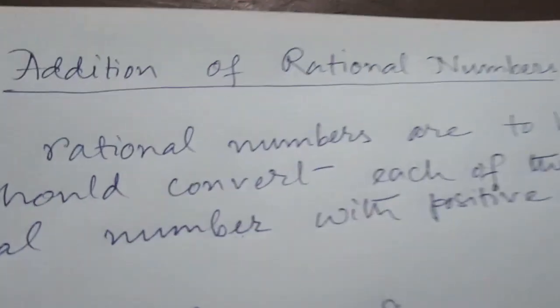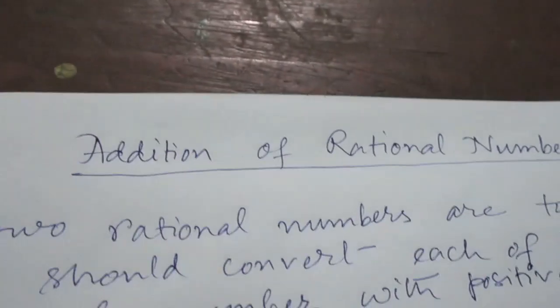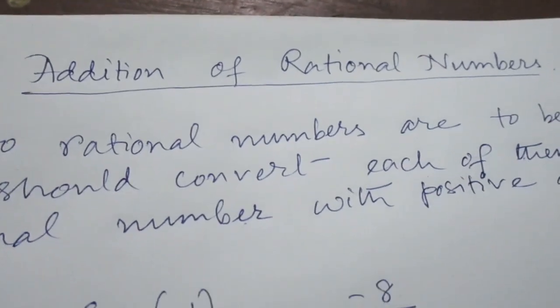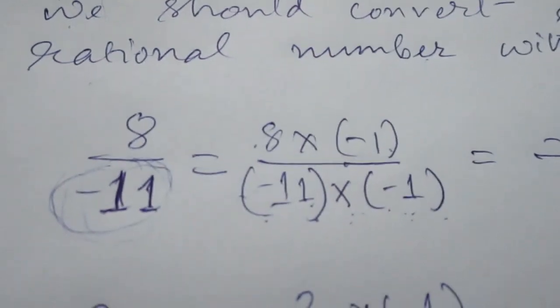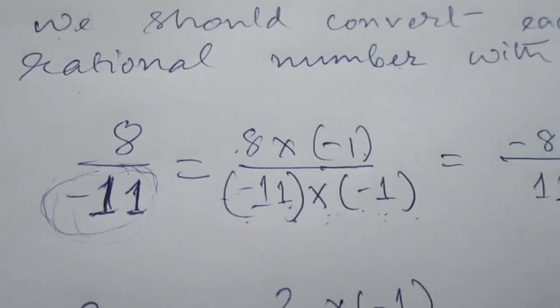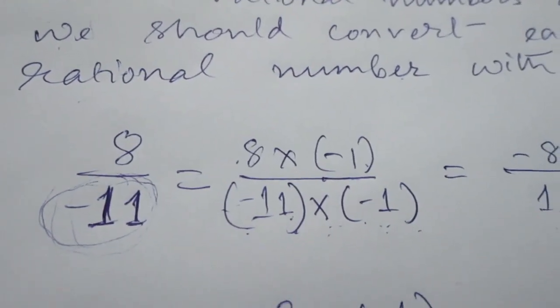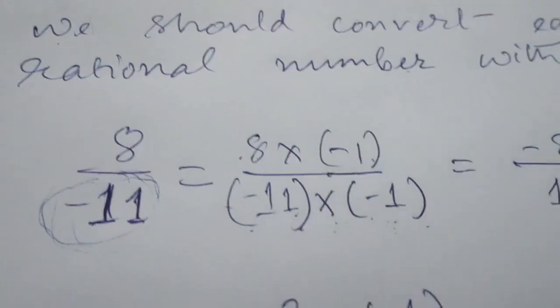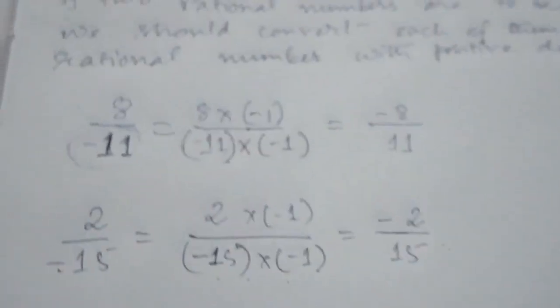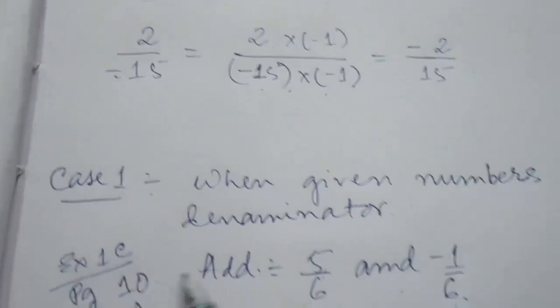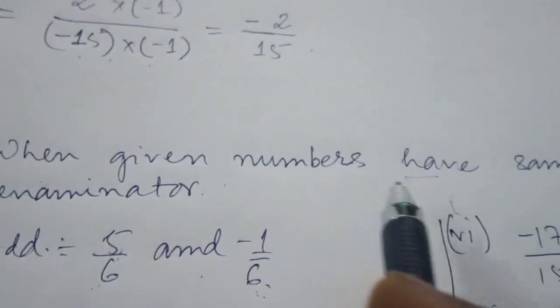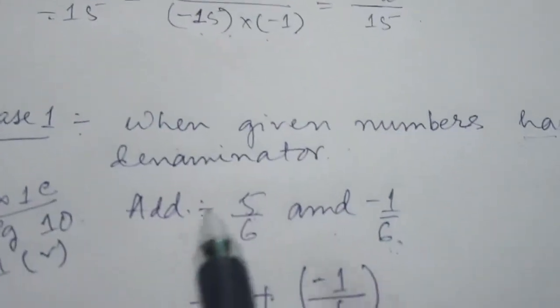Good morning, students. In the last video we discussed addition of rational numbers. First, I discussed how to convert negative denominators into positive denominators, and then we have to add. And then we discussed case 1, when the given numbers have the same denominator.